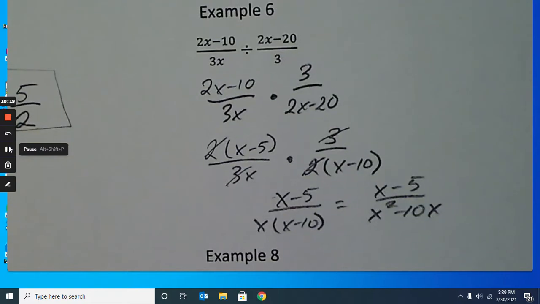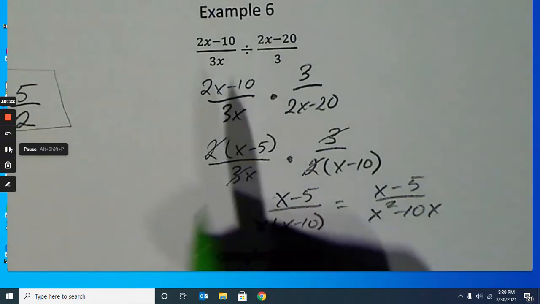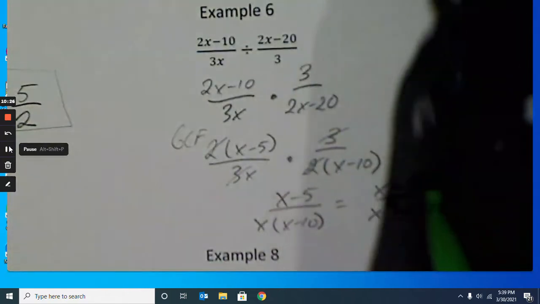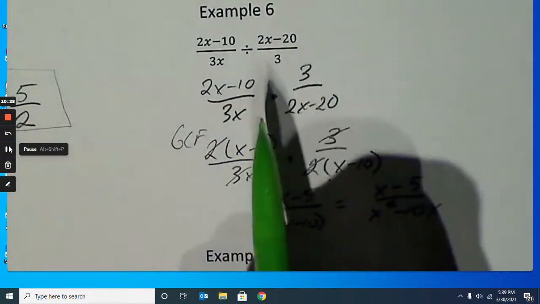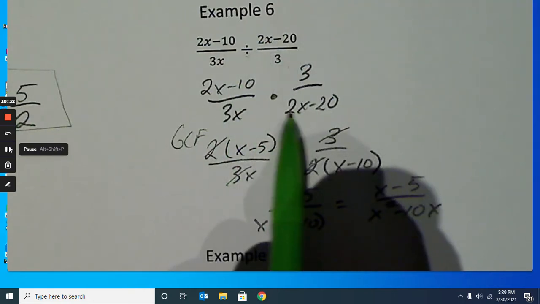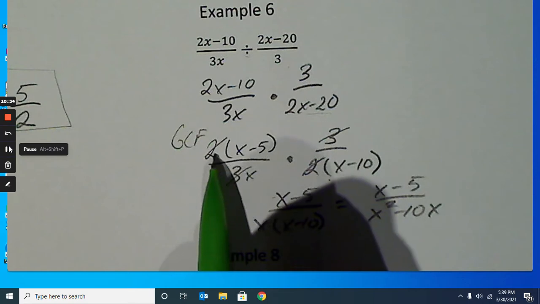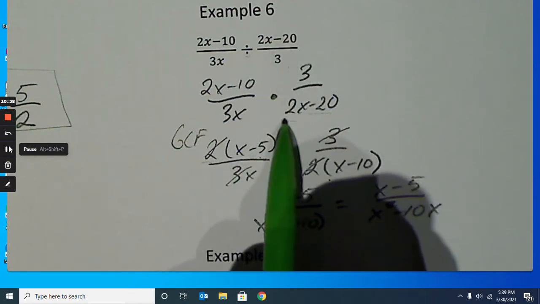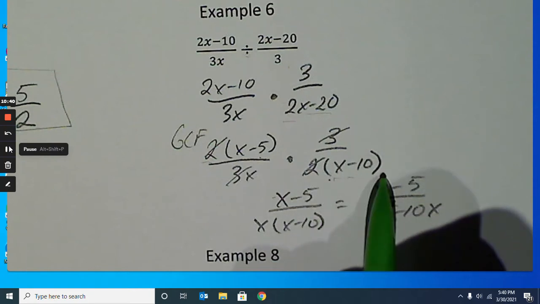6. Same thing. This was a GCF term. So was this. Division, which means I have to make sure to flip this to the reciprocal of 3 over 2 x minus 20. GCF of 2 out to make this x minus 5. GCF of 2 out on this one to make this x minus 10.